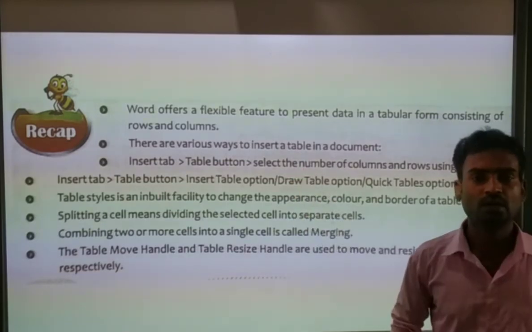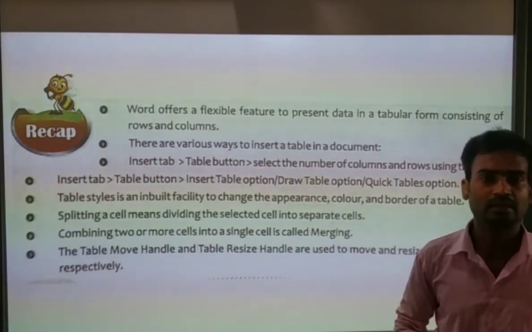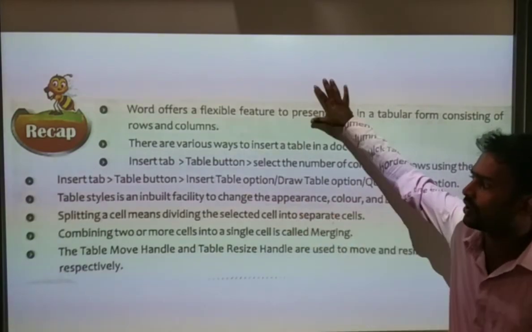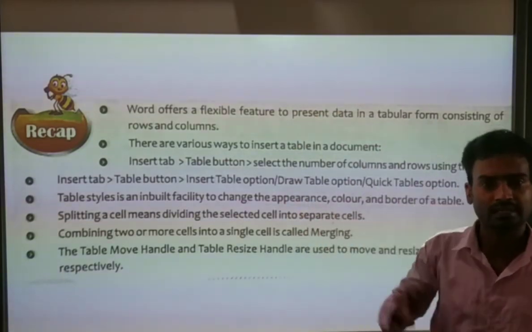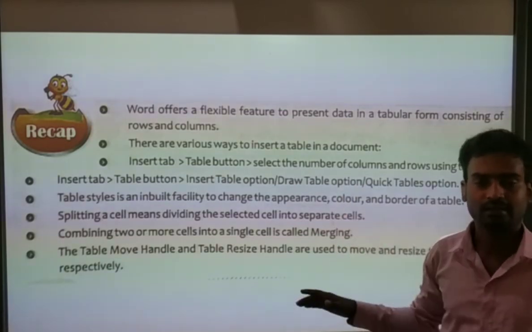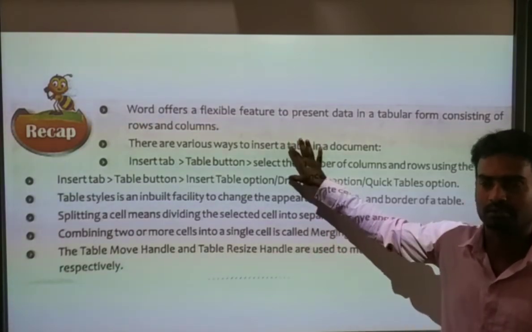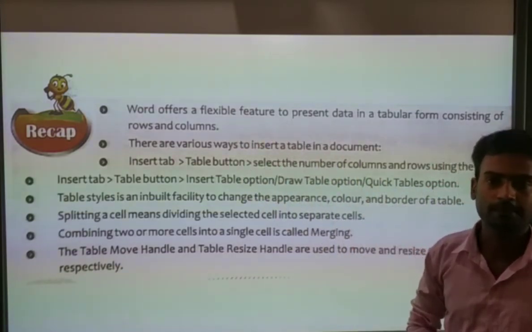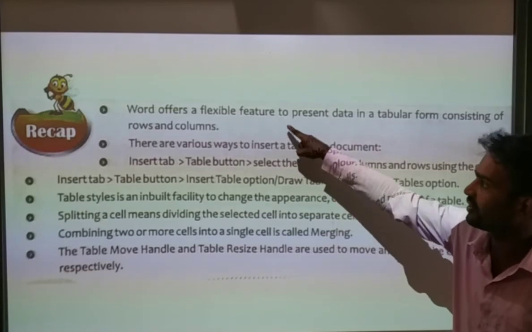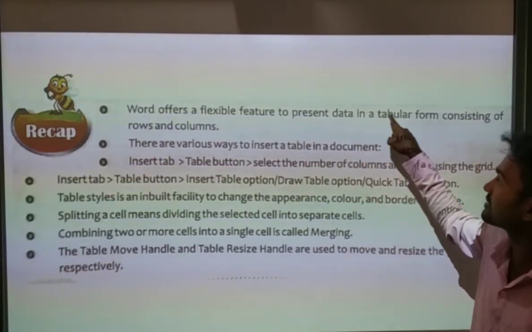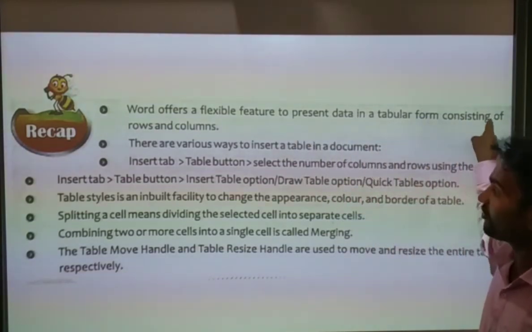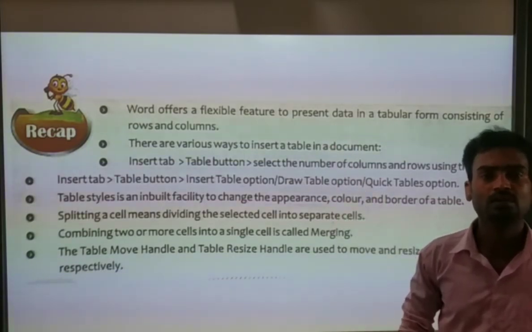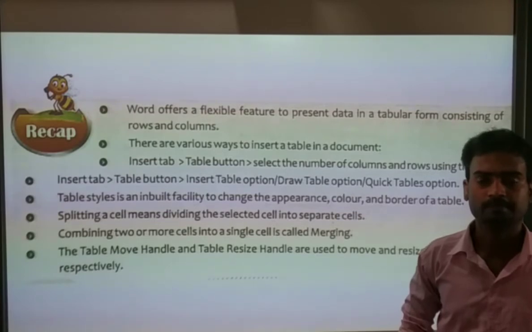Now dear children, we are about to complete the lesson, working with the table. So let's recall whatever we have learned in this lesson. This will be easy for you, right? First one, Microsoft Word offers a flexible feature to present data in tabular form consisting of rows and columns. I was telling you, we were learning rows, what is columns.